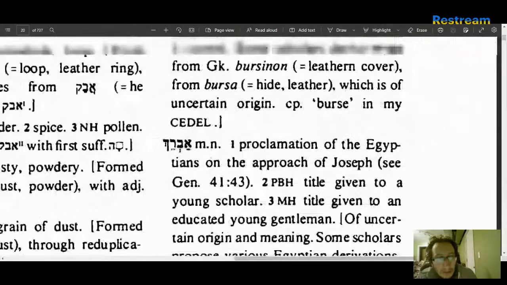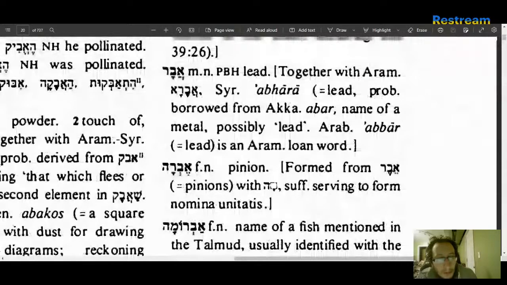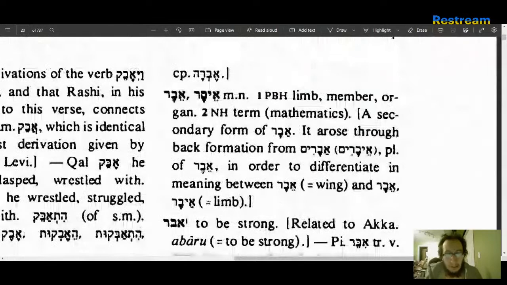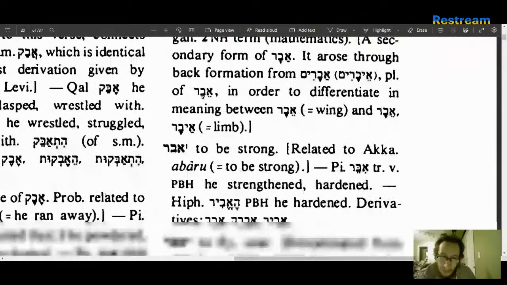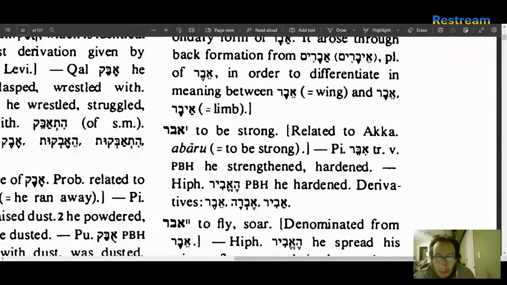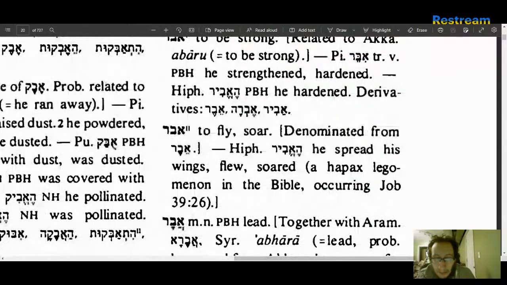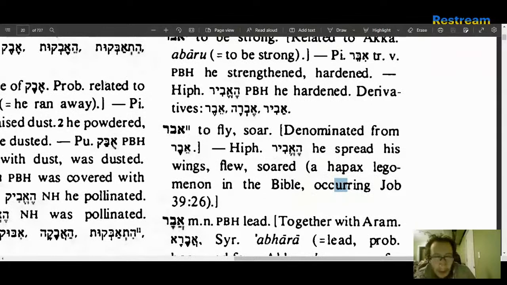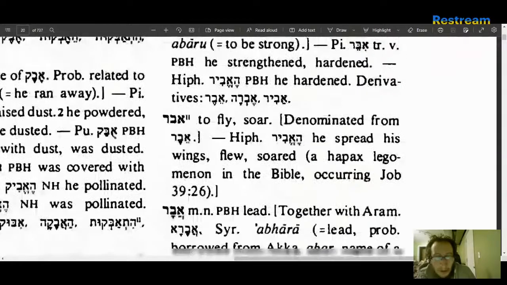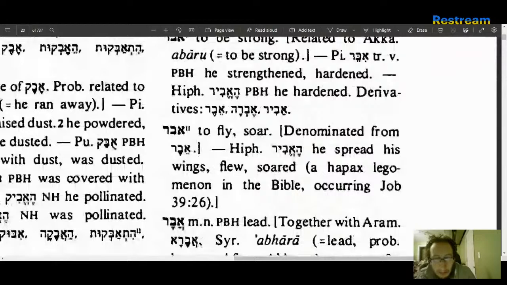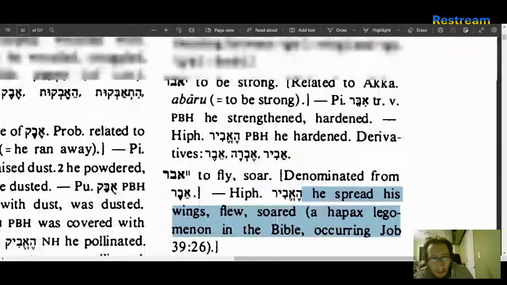Let's see. So here we have to be strong, related to Akkadian abaru, to fly or soar. A hapax legomenon in the Bible means it occurs very rarely in the Bible. Only one time. But it's found in Akkadian. Oh wait, no, it doesn't say it's found in Akkadian. But it just says it means he spread his wings, flew, and soared. But it's related to strength, to be strong.